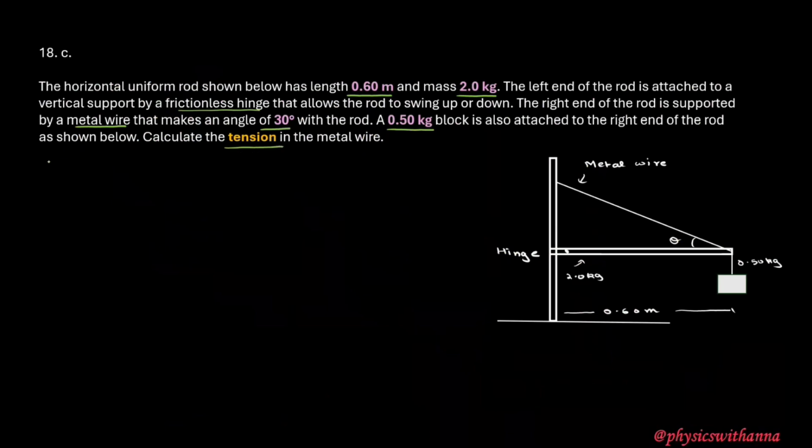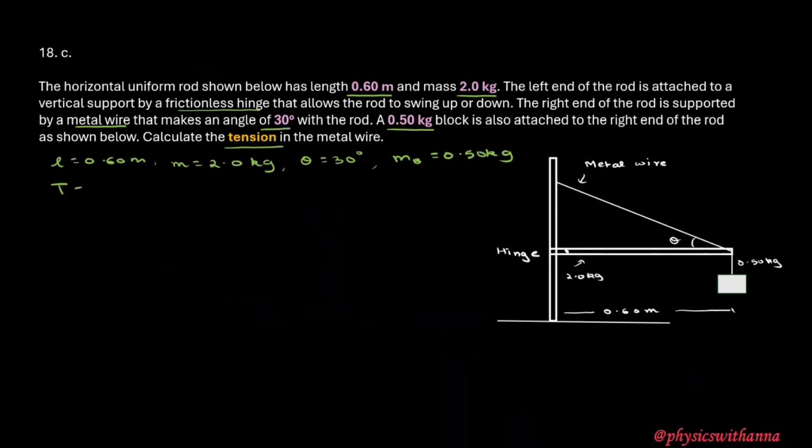So again we have a rod which has a length L of 0.60 meter. Mass of the rod is 2.0 kilogram and it is supported with the help of a metal wire which is making an angle theta of 30 degrees with the rod. Then we have a block of mass MB which is 0.50 kilogram, attached to the right end of the rod, and we need to calculate the tension in the metal wire.